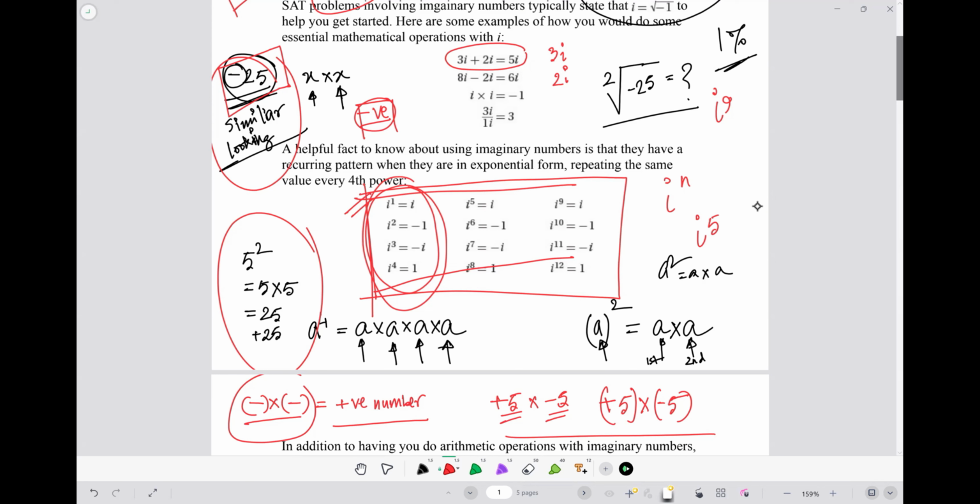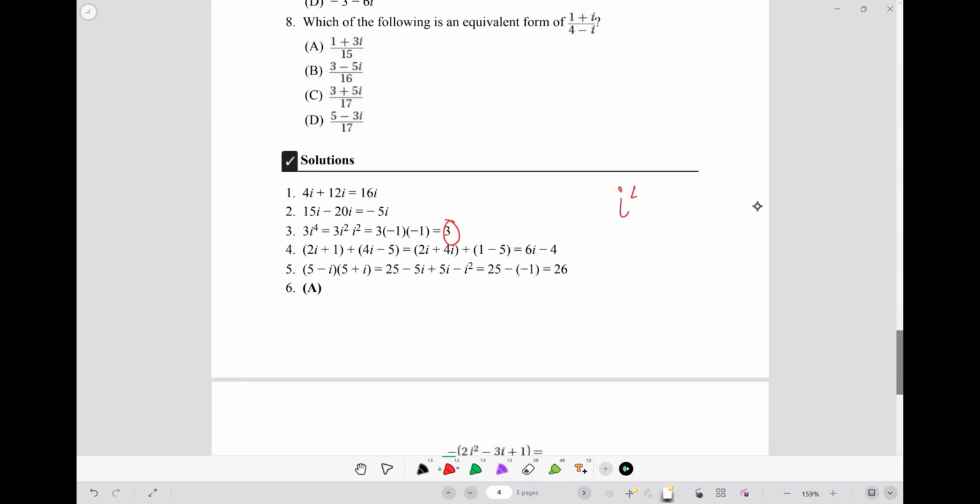So the answer for i to the power 4 equals 1, and 3i to the power 4 equals 3, because i to the power 4 equals 1. So 3 times i to the power 4 is equal to 3 multiplied by 1, which equals 3. That's it, as simple as that.